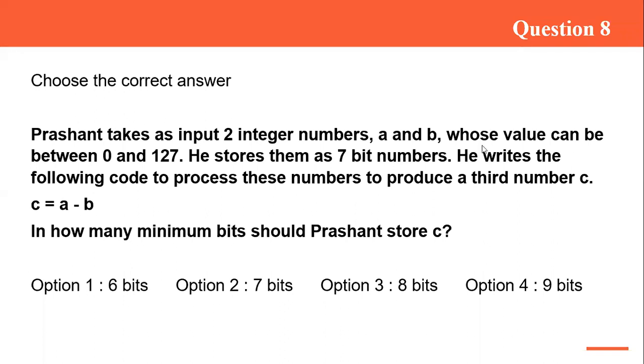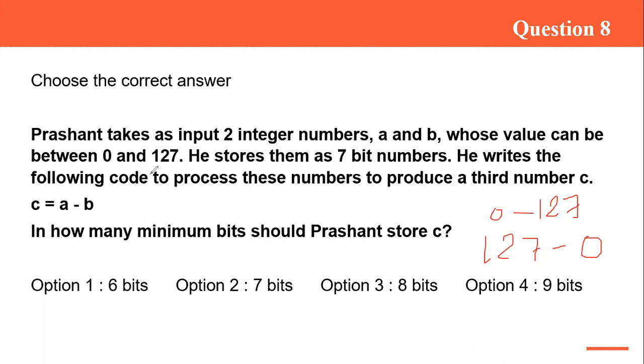A few say 7, a few say 8, a few say 6. Think worst case. It is A minus B. We are not sure whether A will be 0 or B will be 0. It can be 0 minus 127 or 127 minus 0; both are possible. That means the range is minus 127 to plus 127. If you want to represent minus 127, how many bits do we need? With 7 bits we can represent only 127. Can you represent minus 127? No. For that reason, we need 8 bits.